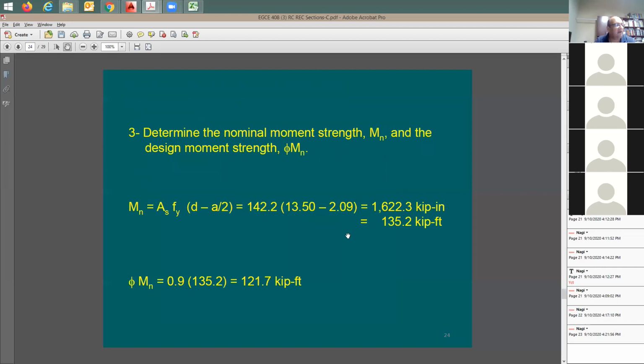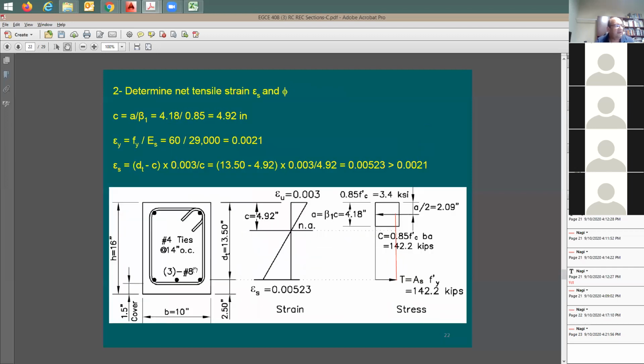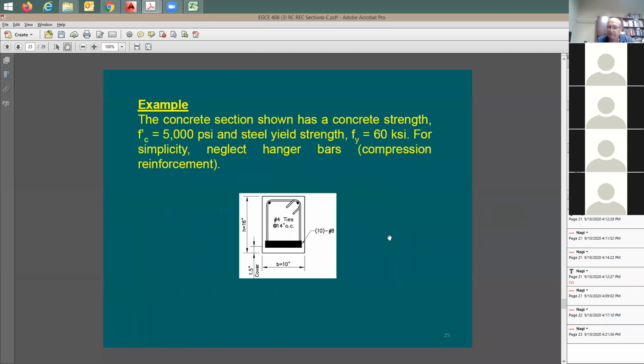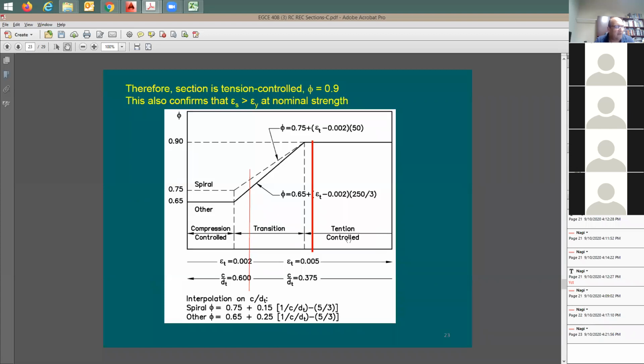Now, instead of having how many rebars in this case? 3 number 8. Now I added 10 number 8. I'd like to see what is the consequence if I added lots of rebars, instead of 3 just added 10. Would I end up with the phi factor of 0.9? Would the strain in the steel be over 0.002? And what is the 0.002? If you do not remember, the 0.002 is going to be the yield point.